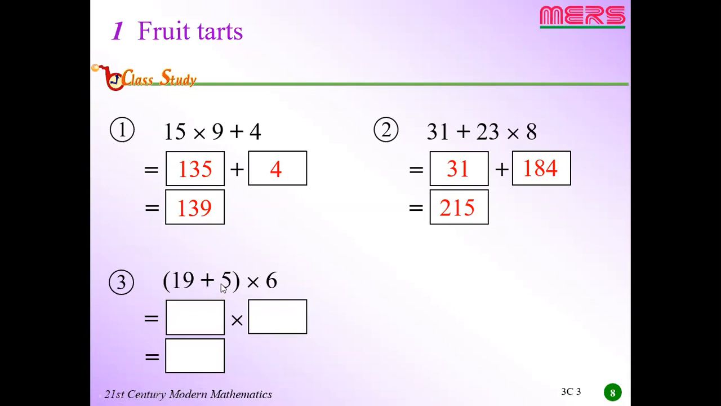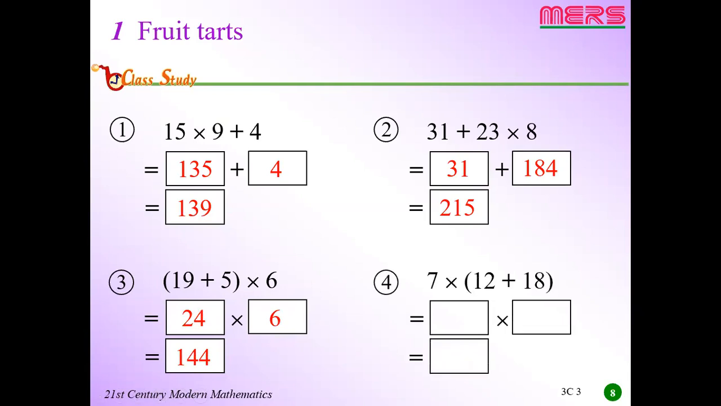numbers in the brackets first. So the answer will be 24 times 6. For this part, the answer will be 144. The last question in this part. Do the brackets in the first place. Okay, so 12 plus 18, the answer will be 30. So 7 times 30, the answer will be 210. Are you correct?